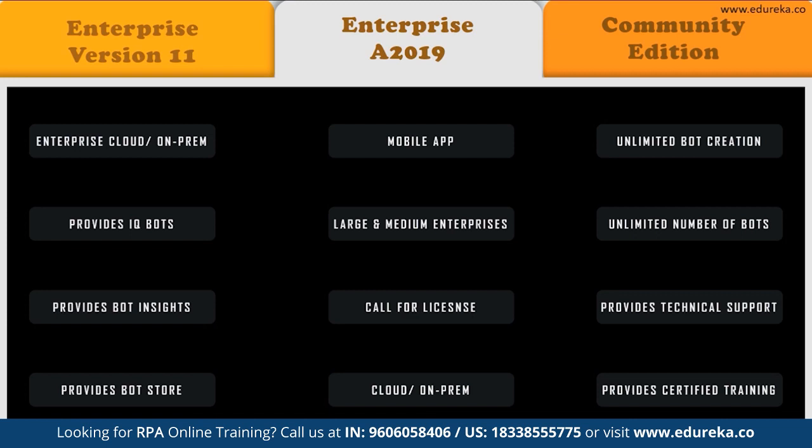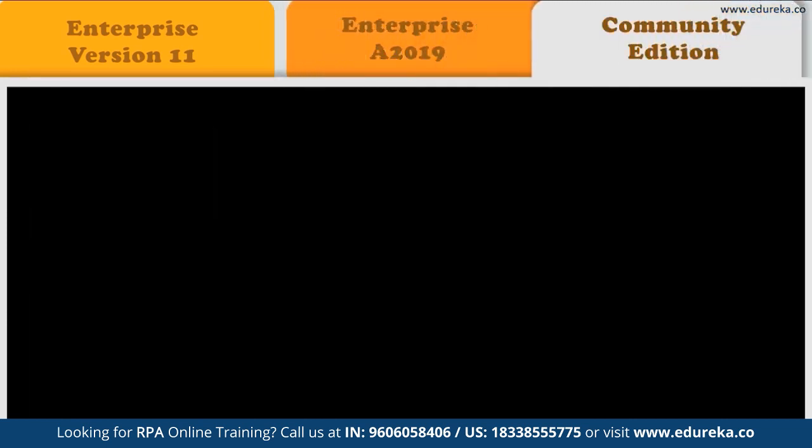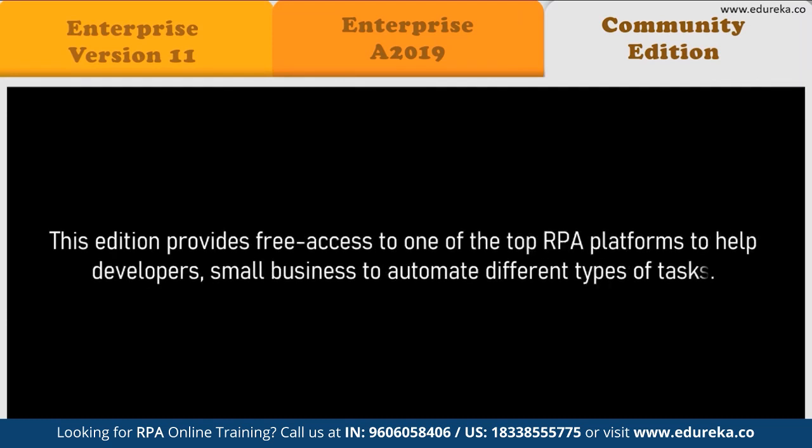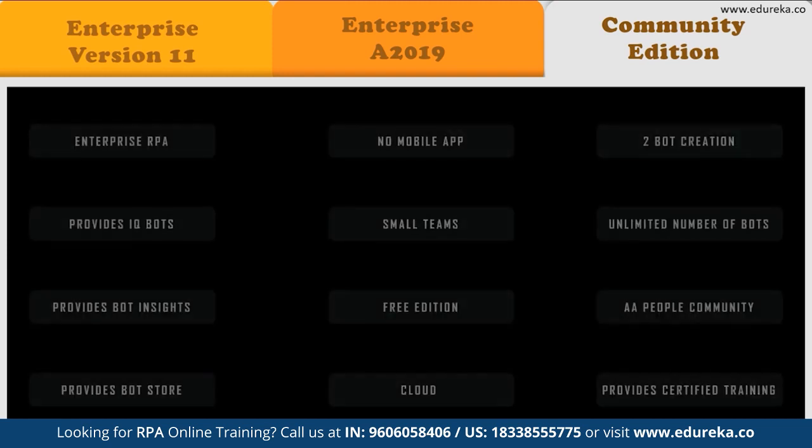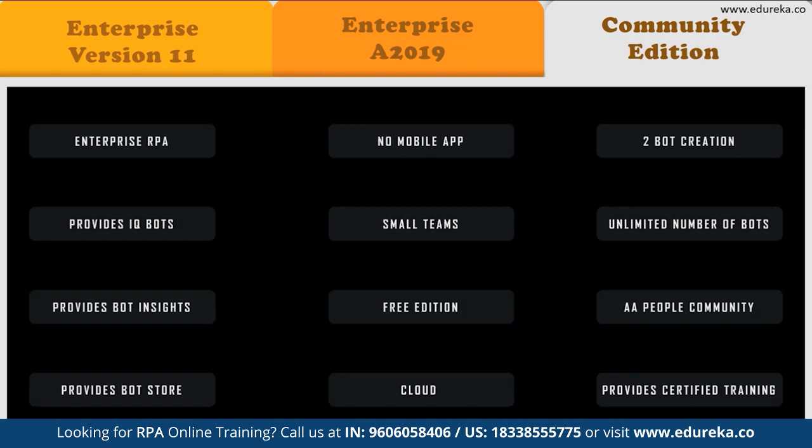Finally, coming to the last type of edition, that is the community edition. Well, this edition provides free access to one of the top RPA platforms to help developers and small businesses automate different types of tasks. Not only this, but it also provides enterprise RPA, IQ bots, and bot insights and bot stores. It has no mobile app and is fit for small teams.